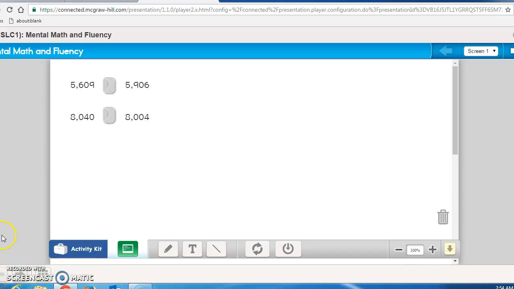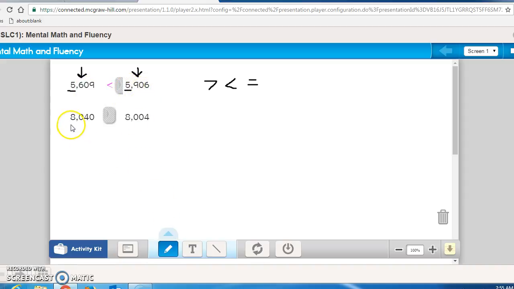Greater than, less than, or equal to signs. Is the first one a greater than sign, a less than sign, or an equal to? And once again, you should be looking at place value. So in the thousands place, you see that there are 2 5s. But in the hundreds place, we have a 6 in this number and a 9 in this number. So that should tell you that this first number is less than this number. So 5,609 is less than 5,906.